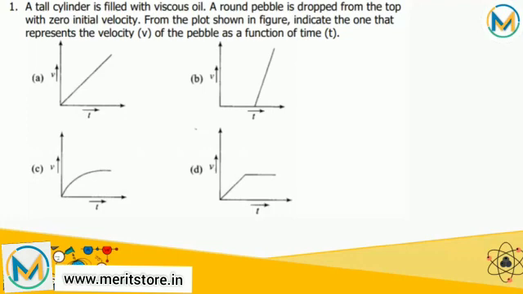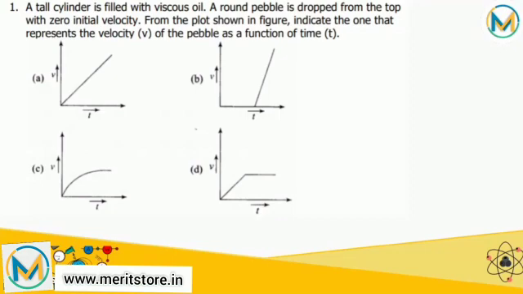Now we know in fluids, when the pebble is dropped from the top of a tall cylinder filled with viscous oil, a variable force called viscous force will act, which increases with increase in speed. And at equilibrium, this velocity becomes constant. That constant velocity is called terminal velocity.